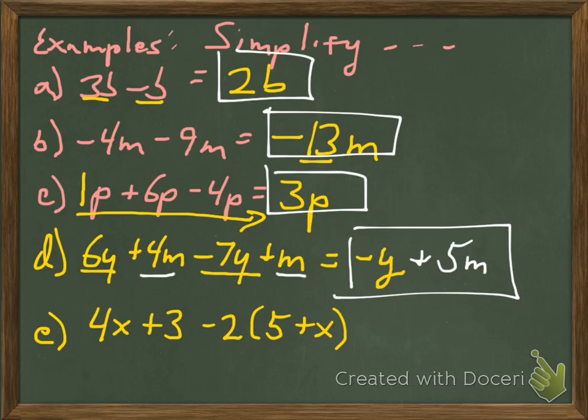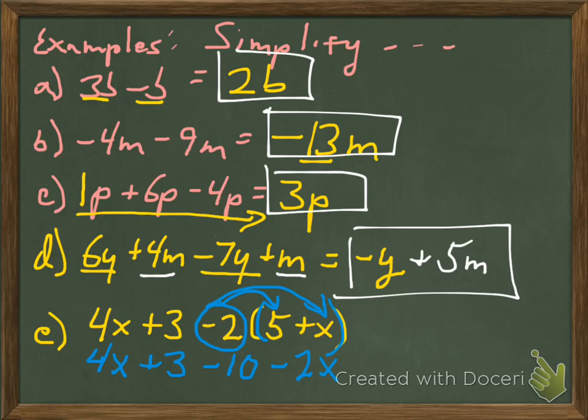Now the last one I gave you is going to have a step that you have to do first. So I see x's, I see numbers, but I also see this negative 2 and this parentheses. If you think back to yesterday's lesson, we learned about the distributive property, and this negative 2 outside the parentheses is going to get multiplied across. So before I go any further, I'm going to recopy 4x plus 3. When I distribute, negative 2 times 5 is negative 10, and negative 2 times x is negative 2x.